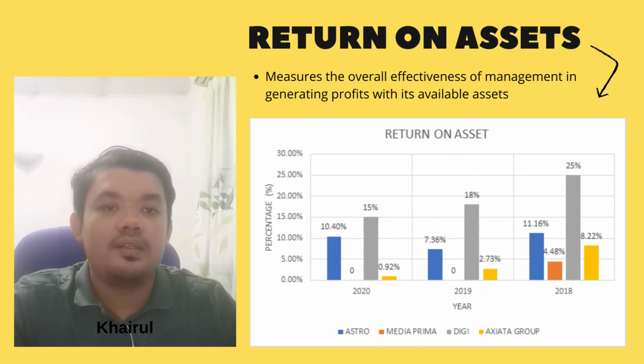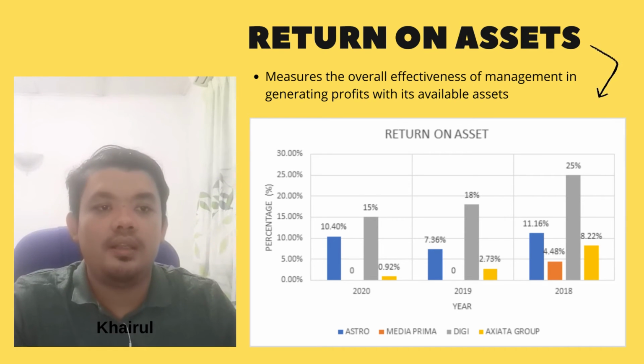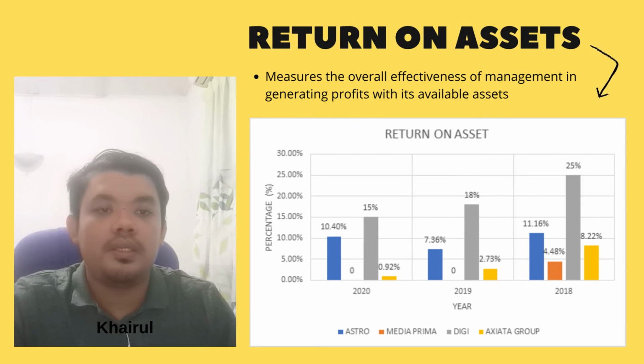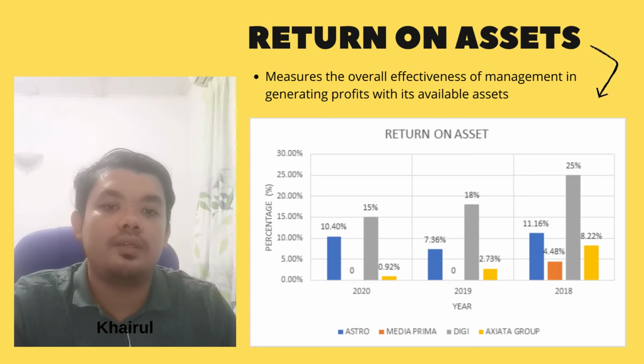Let's see the graph, which shows the percentages for Astro, Media Prima, DG and Axiata Group in the three-year data, which is 2018, 2019 and 2020. In return on asset, the percentage of DG decreased from 2019 to 2020. DG's percentage shows a more significant decrease from 2019 to 2020, by as much as 3%. And the other percentages for return on asset, which are Astro, Media Prima and Axiata Group, are also not equivalent.